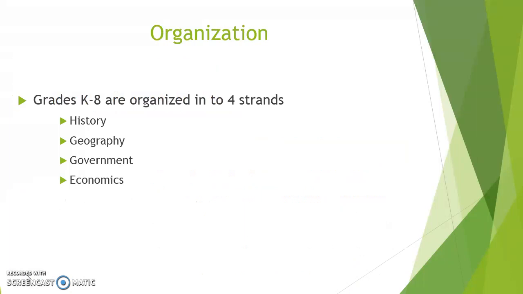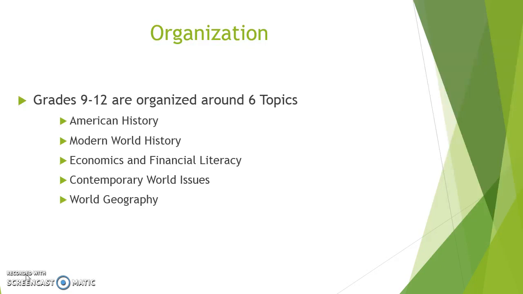The organization differs between grades K through 8 and 9 through 12. Grades kindergarten through 8th are organized into 4 strands: history, geography, government, and economics, whereas grades 9 through 12 are organized around 6 topics: American history, modern world history, economics and financial literacy, contemporary world issues, and world geography.